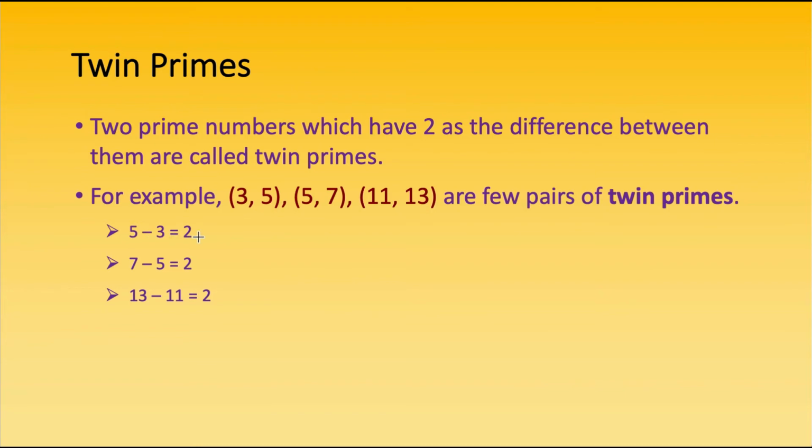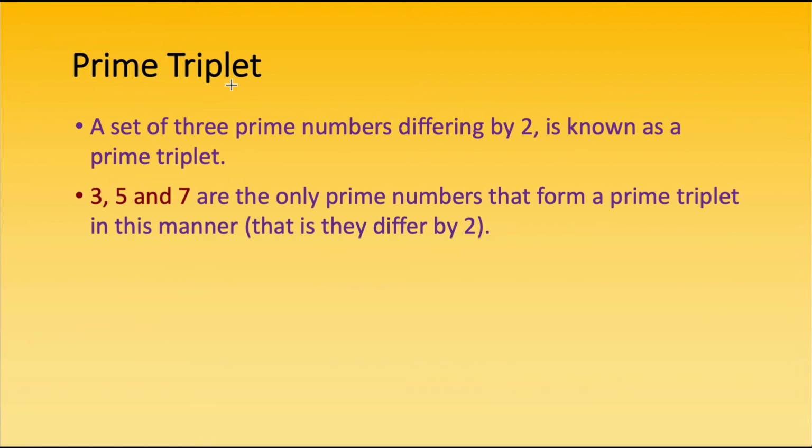5 minus 3 is equal to 2. 7 minus 5 is equal to 2. 13 minus 11 is equal to 2. Right? Next, prime triplet. So students, as per what we will learn in this chapter, a set of 3 prime numbers differing by 2 is known as a prime triplet.